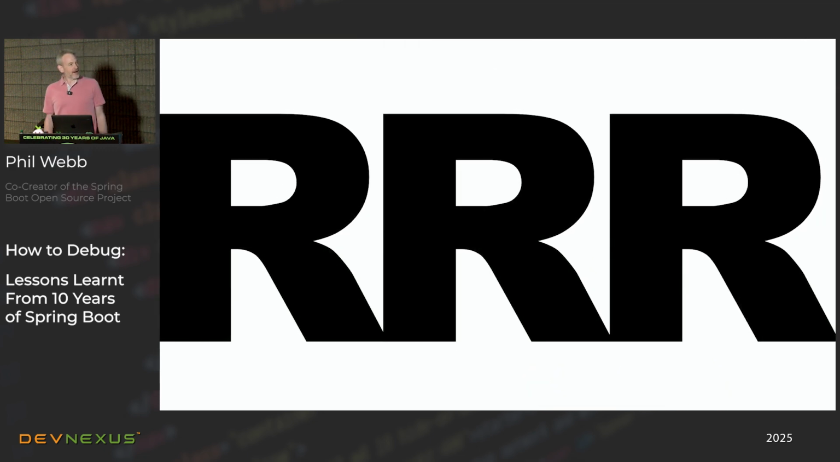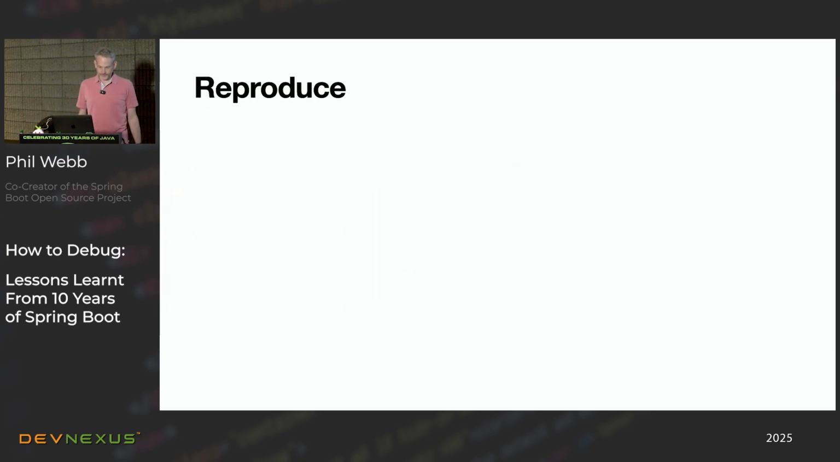So there's 3 R's that I like to think of when it comes to reporting issues. You've got reproduce, you've got report, and you've got repair. And I'm going to go through all 3 of these. Start with reproduce.